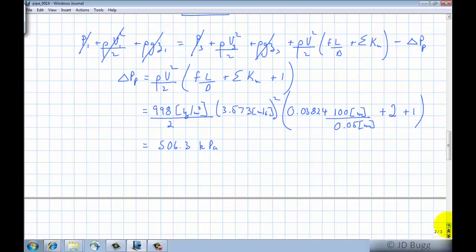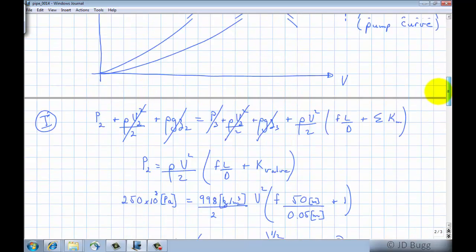So now we know everything we need to know about operating point 1. So we'll just give that here. Operating point 1 has a delta P pump of 506.3 kPa and a velocity of 3.573 meters per second.